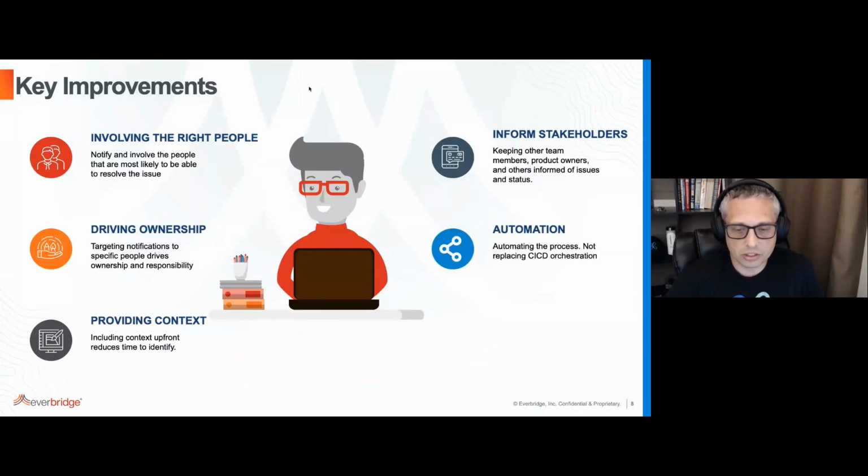We want to provide as much context as possible. And of course, we want to keep stakeholders involved. In this case, that will be people like our other team members, our product owners, our scrum masters, all the team members, right? We want to keep them informed. And then automation. Of course, we want to automate these things. And I'm not talking about the CI/CD orchestration process itself. I'm just talking about this process in general, and you'll see more of what I'm talking about in a moment.